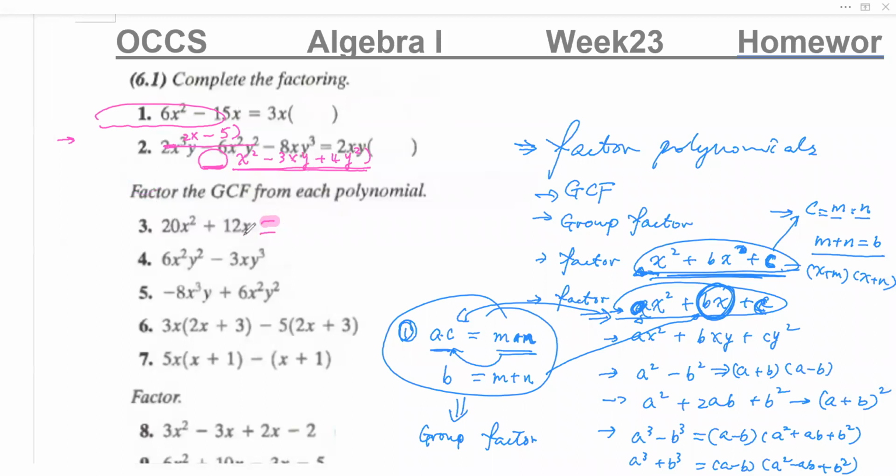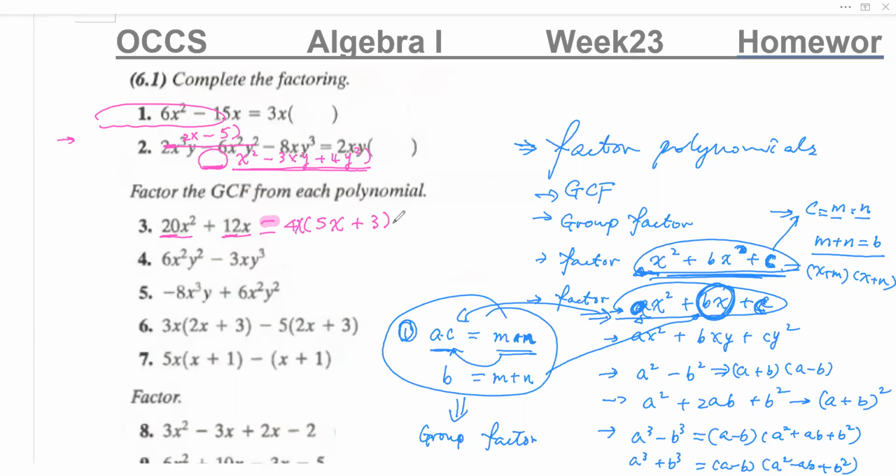Number 3. So what's the greatest common factor? First, we see the coefficients, 20 and 12. The biggest common factor is 4, right? The rest is 5. So x for the second part, the right part, is x. So the rest would be 5x plus 3.